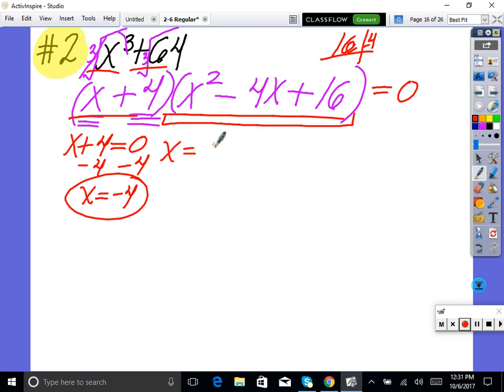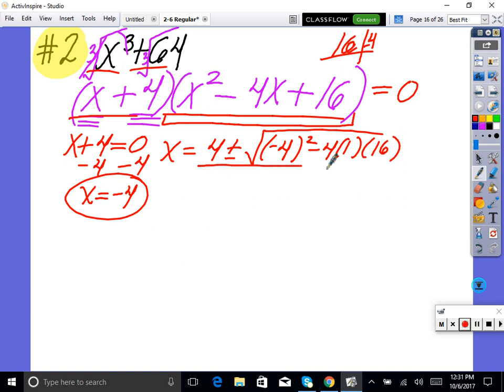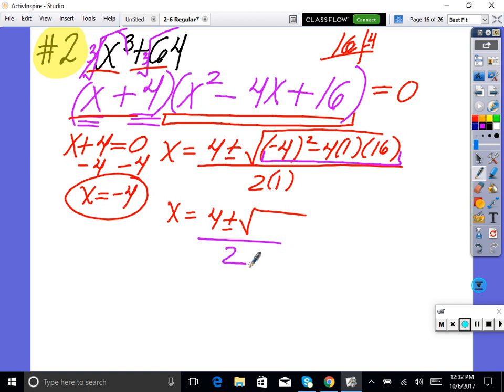X equals -b. So +4 plus and minus the square root of b squared -4 times a times c all over 2 times a. So what's my next step? X is equal to 4 plus and minus. Remember, Miss Christensen says you have to type that into your calculator exactly as you see it. Go. Quicker the better.